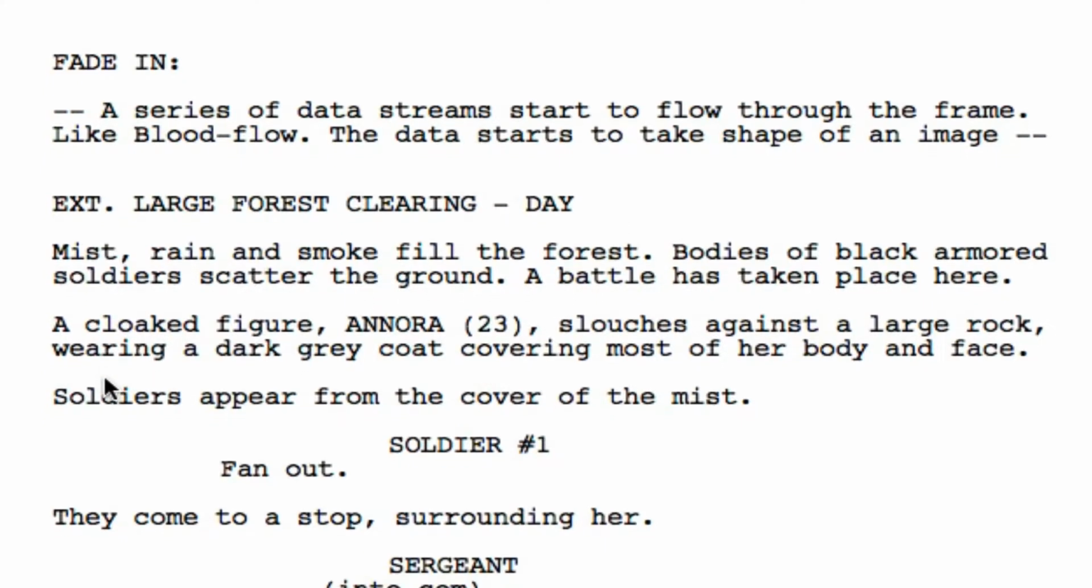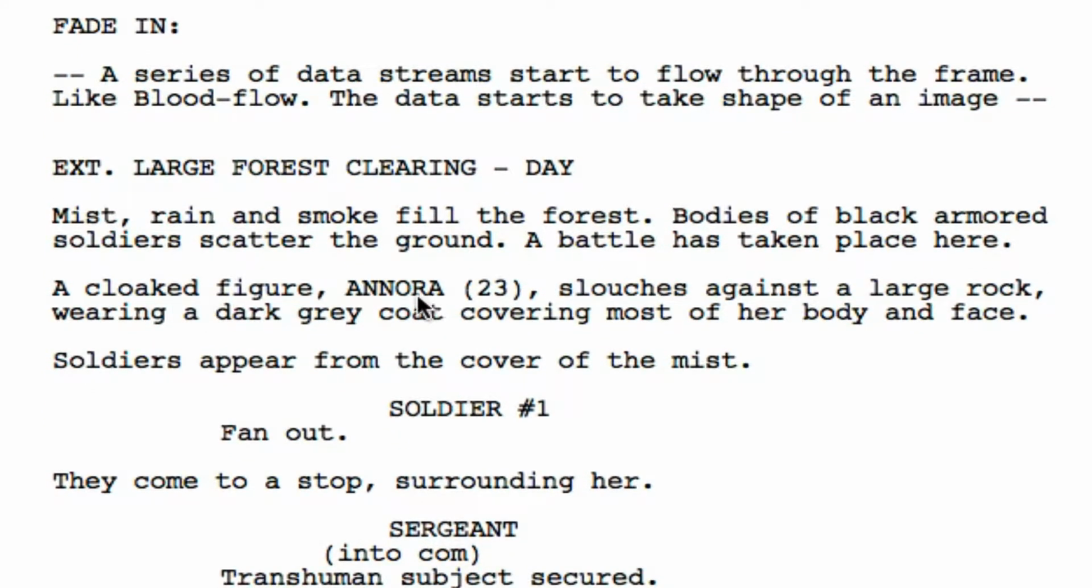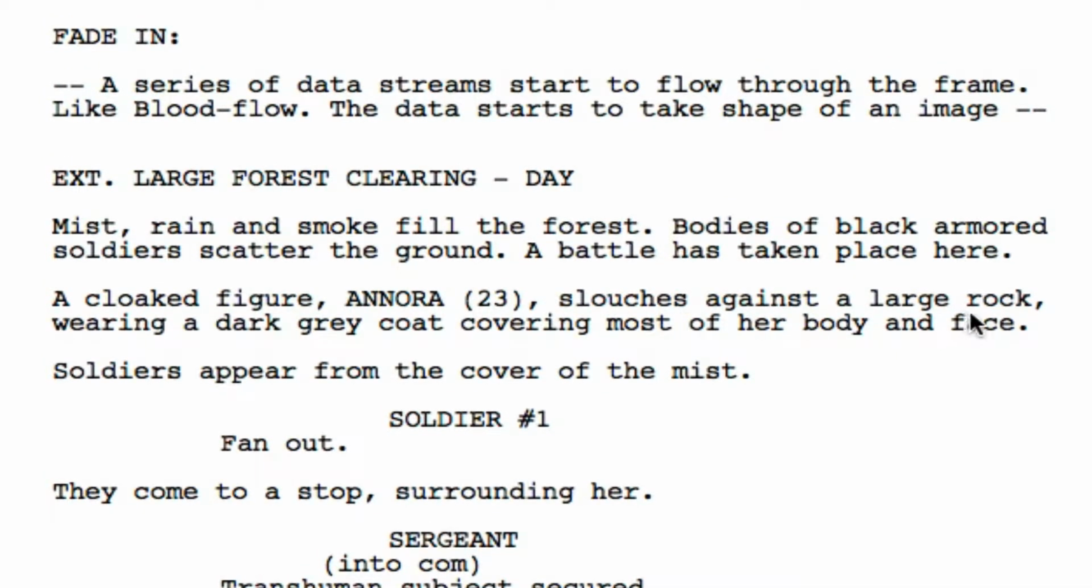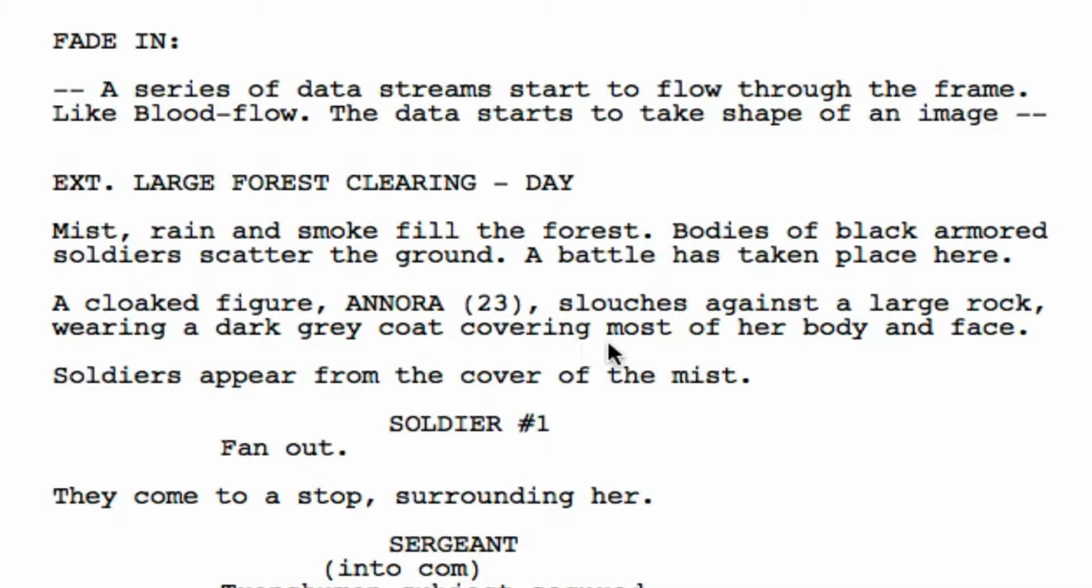Now, we get introduced to our first character, a cloaked figure. ENORA, 23, slouches against a large rock, wearing a dark gray coat covering most of her body and face. If you'll notice Enora's name, it's the first time we are introduced to her, so her name is all caps. This only happens for the very first time we meet the character. And the fastest way to describe a character's age is just to put in brackets their age. Sometimes you might want to put early 20s or late 20s, but it's better to just give them an age. That tells us as a reader that you know exactly how old they are. And from that moment forward, we picture a 23-year-old.